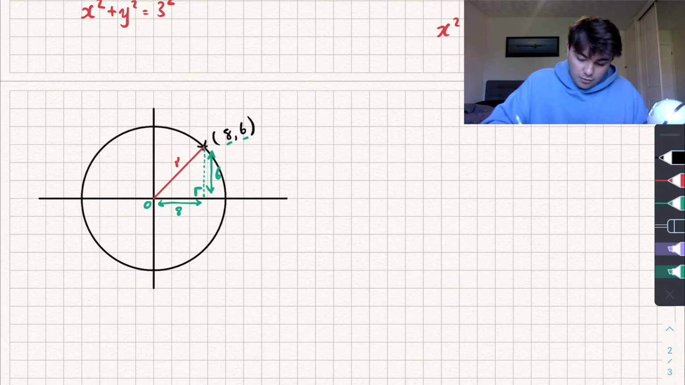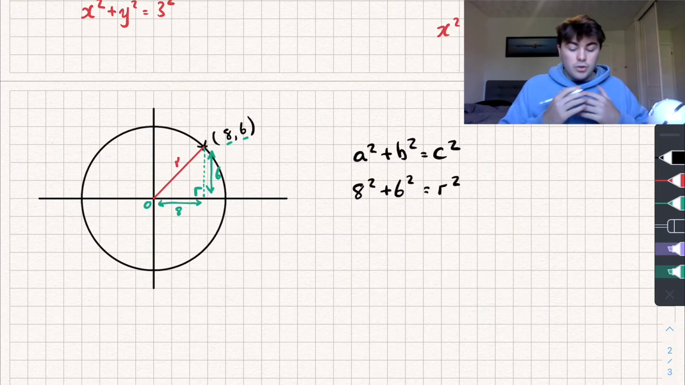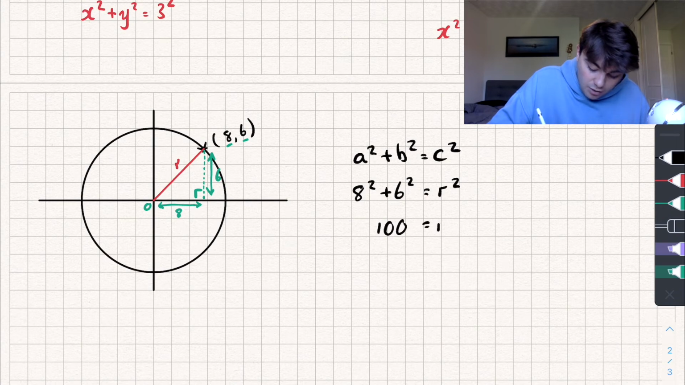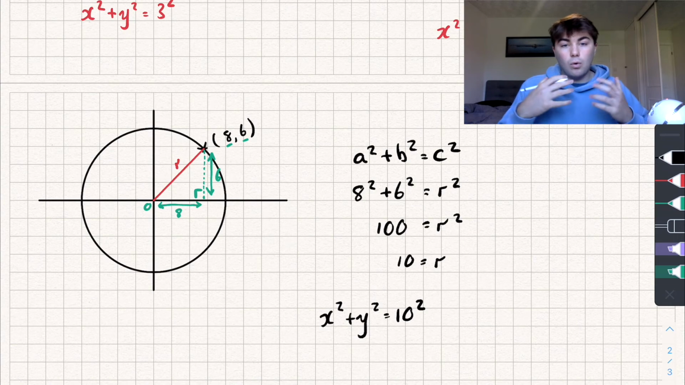So let's use Pythagoras on this. So it says that a squared plus b squared equals c squared. So our a could be, say, 8 squared, and our b could be 6 squared, and that's going to equal, say, the radius squared. And so if you do 8 squared plus 6 squared, we're going to get 100. And so 100 equals the radius squared, so the radius is equal to 10. So the equation of that circle would be x squared plus y squared equals 10 squared, or 100, depending on how you want to write it.